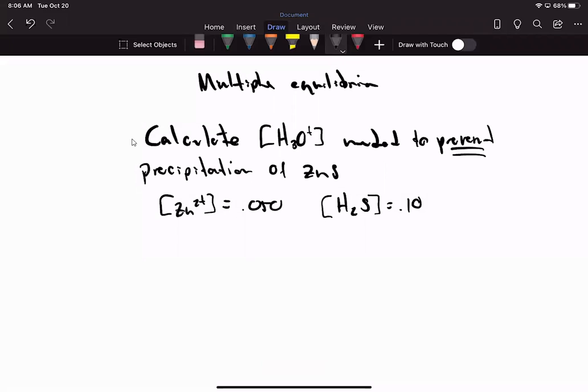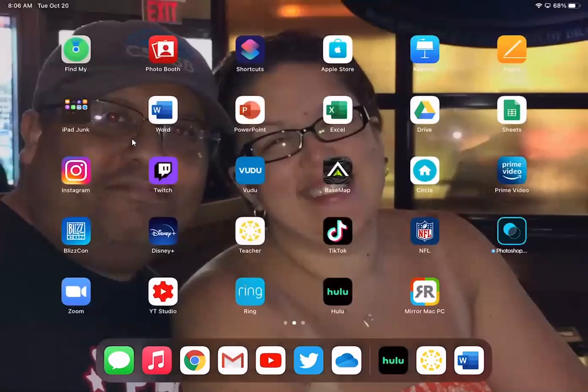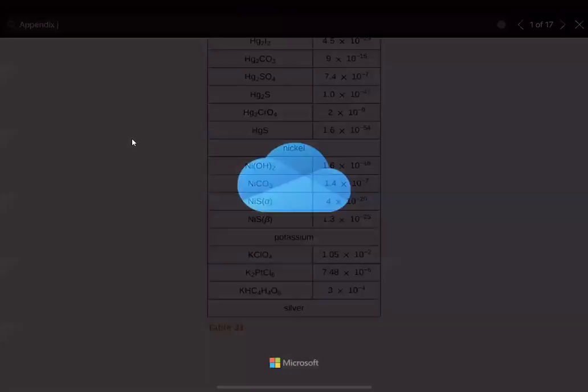By multiple equilibria, we should recognize that we are going to have two reactions from this. The first reaction, we need zinc sulfide. We'll look up the KSPs here in a second. Let me get that ready as well.